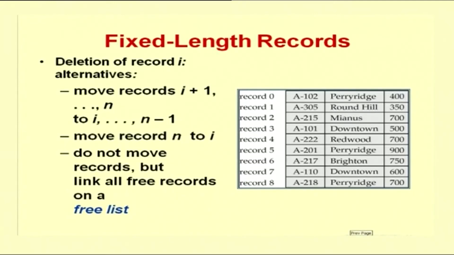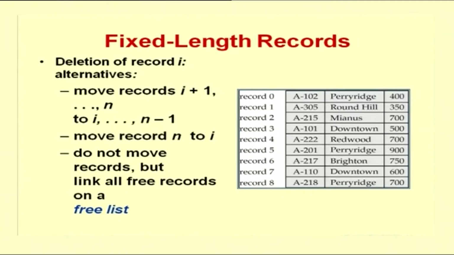Now, look at this, this is record 0 and then you have 3 attributes A1 and so on. These are 3 attributes. So, suppose you want to delete record I. Okay. So, what you do is, suppose you want to delete record 4 for example, then you move record 5 up. So, move record I plus 1 to n, so 5 to 8, up to I and n minus 1. And that is one approach.